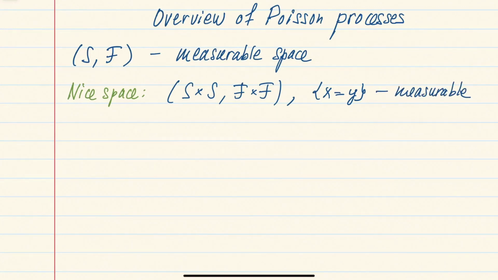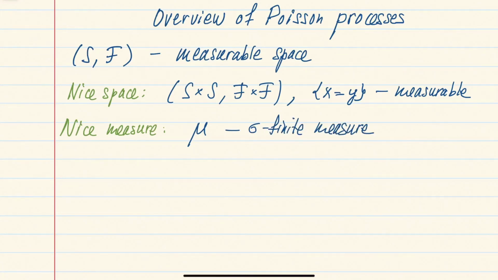Okay, so in applications, the spaces that we'll consider will typically be the real line or Euclidean space, but one can take, for example, S to be a separable metric space. And then we'll also consider a nice measure on this space. It doesn't have to be a probability measure, but we will always assume that mu is a sigma finite measure.